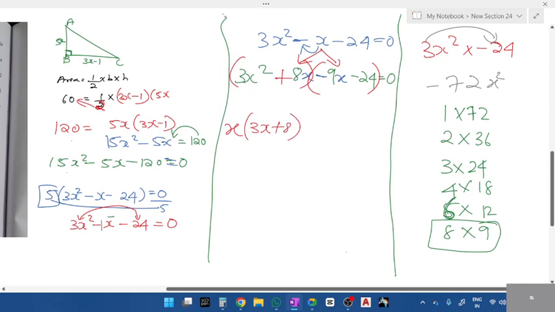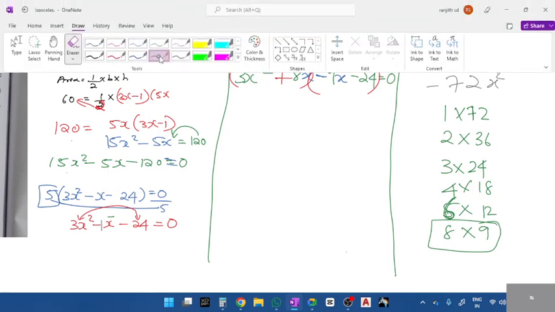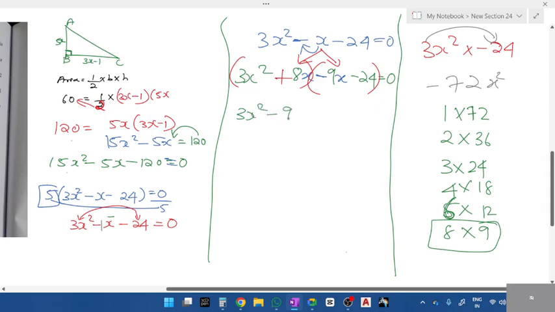If you want, you can rearrange this. How can you rearrange this? 3x square minus 9x is 0. Yes, you can rearrange and try it. So 3x is common here. You get x minus 3. Again, 8 is common. You get 8 for both 8 and 24. You get x minus 3 is equals to 0.